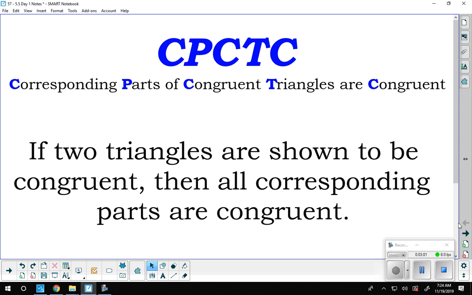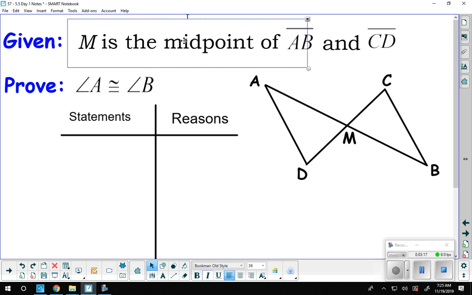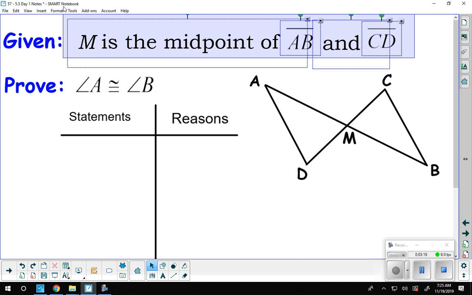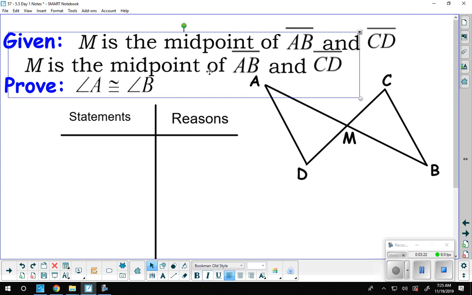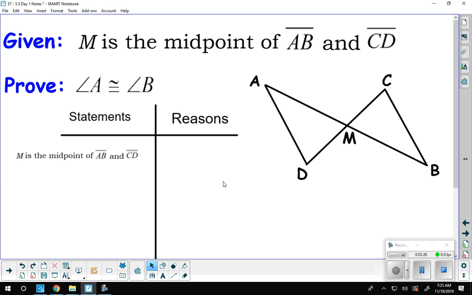So if two triangles are shown to be congruent, so we have a congruency statement, then all corresponding parts are congruent. So for example here, M is the midpoint of segment AB and segment CD. So the first thing we want to do is copy down our given. That's always the first step. Okay, so step number 1, this is given.